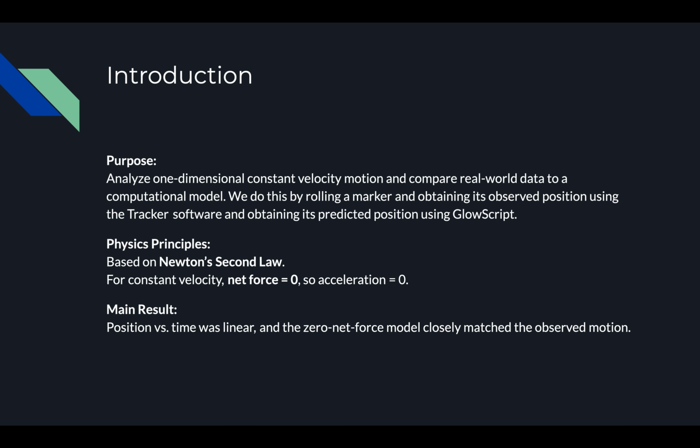So for our introduction, the purpose of this lab is to analyze one-dimensional constant velocity motion and compare real-world data to a computational model. We do this by rolling a marker and obtaining its observed position using the Tracker software and obtaining its predicted position using GlowScript.